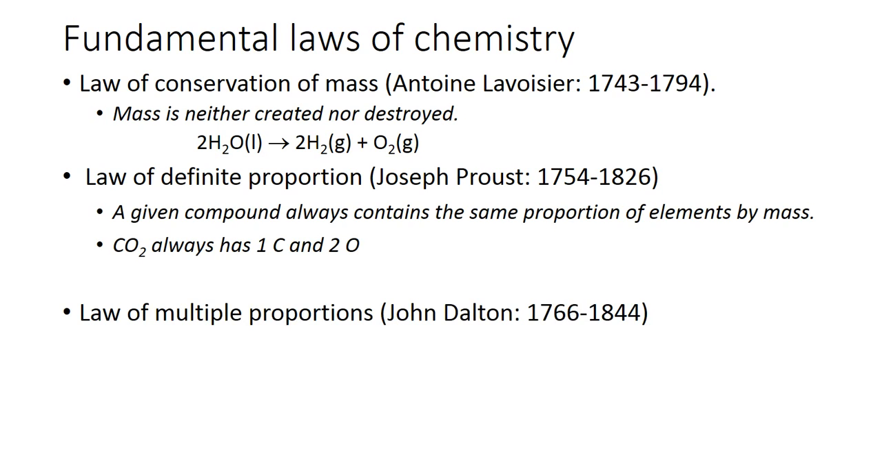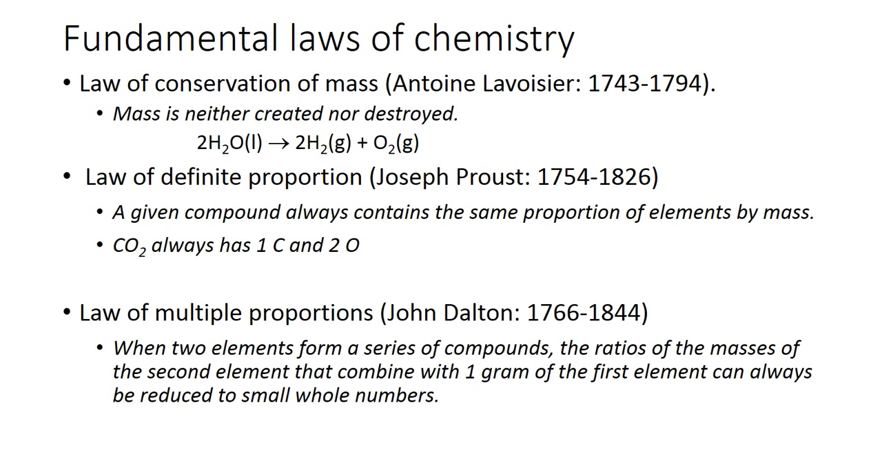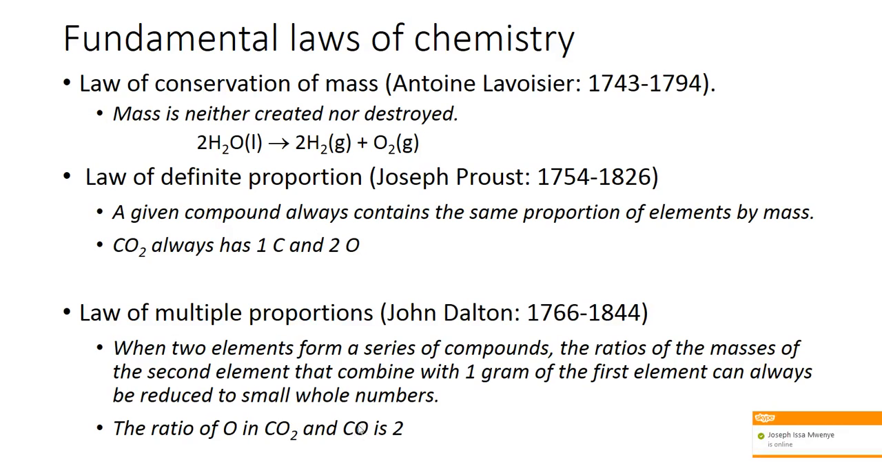Then we have a third law, the law of multiple proportions. This law says that when 2 elements form a series of compounds, the ratios of the masses of the second element that combine with 1 gram of the first element can always be reduced to small whole numbers. What it means is that the ratio of oxygen in carbon dioxide and carbon monoxide is 2. In carbon dioxide we have 2 oxygen, in carbon monoxide we have 1 oxygen. So 2 over 1 is equal to 2.